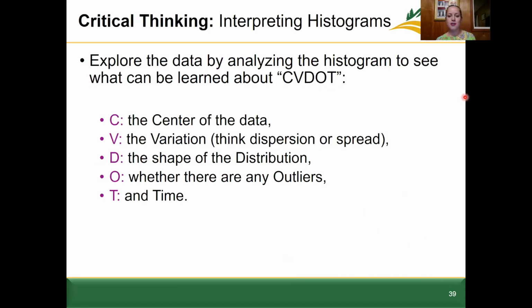Okay, and in statistics, of course, we're always critically thinking. We're not just crunching numbers, looking at the data sort of blindly, setting up our graphs blindly. We need to be critically thinking about our data. With histograms, you can remember this acronym of CVDOT, where C is the center of the data, V is the variation, so think dispersion or spread, which we just talked about. D is the shape of the distribution. O is whether there are any outliers. And T is time, where time can tell us if there's any change in the characteristics of the data over a period of time.